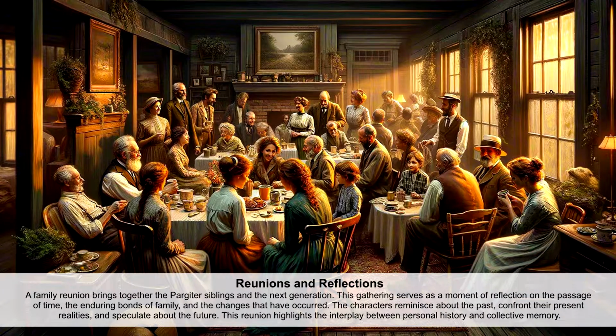Reunions and reflections. A family reunion brings together the Pargeter siblings and the next generation. This gathering serves as a moment of reflection on the passage of time, the enduring bonds of family, and the changes that have occurred. The characters reminisce about the past, confront their present realities, and speculate about the future. This reunion highlights the interplay between personal history and collective memory.